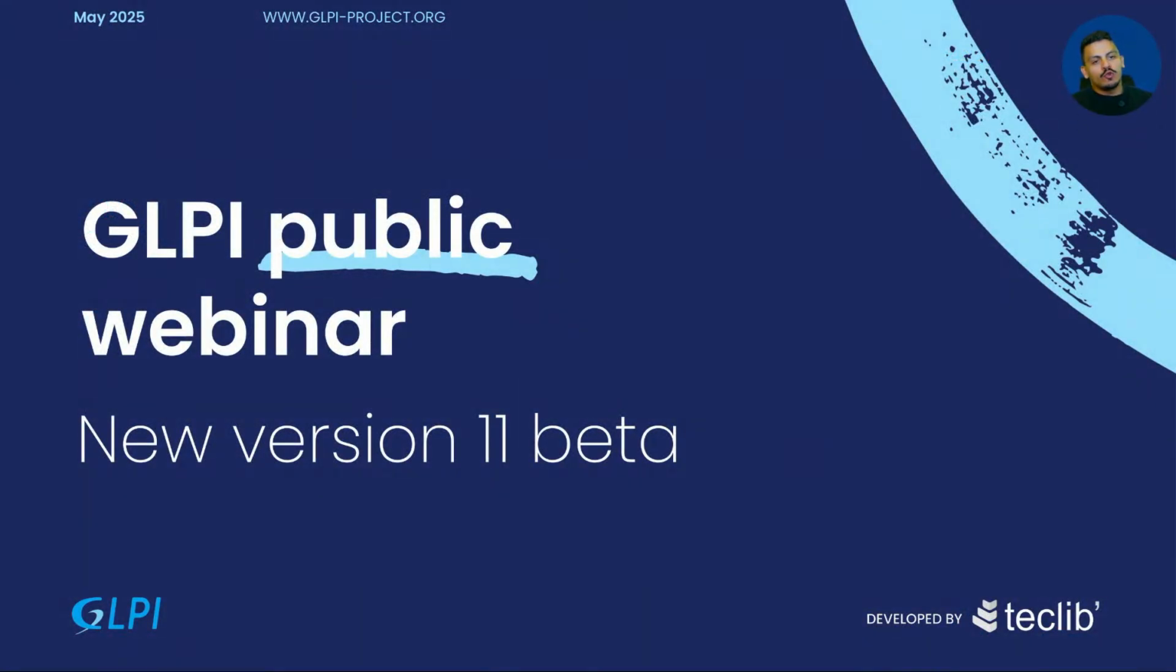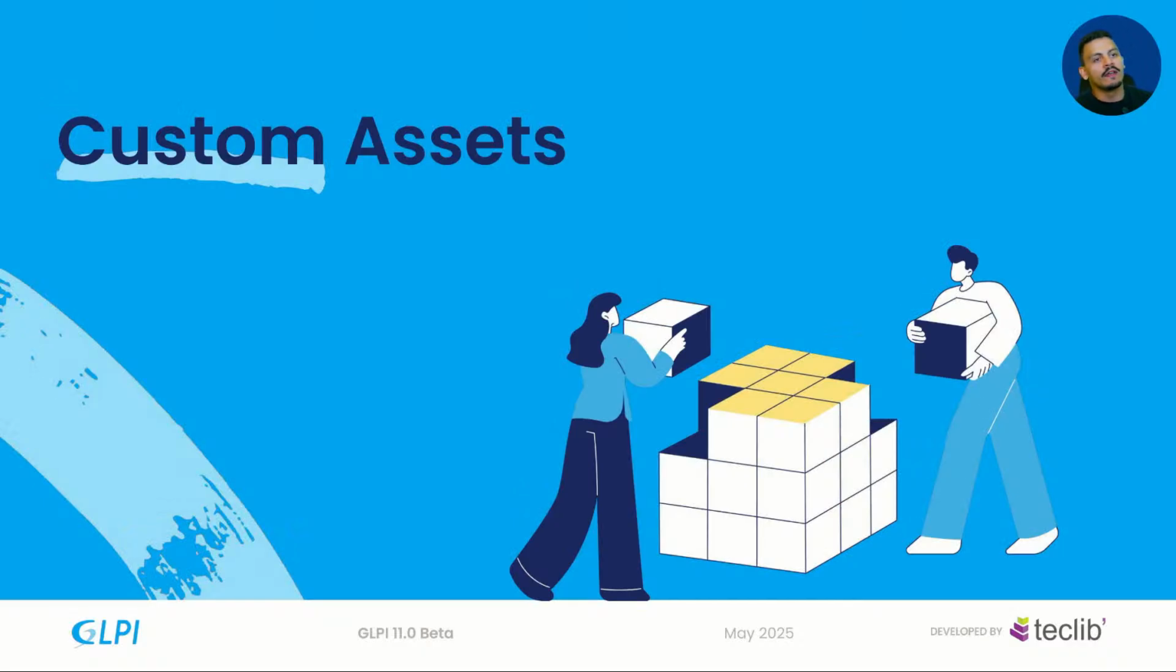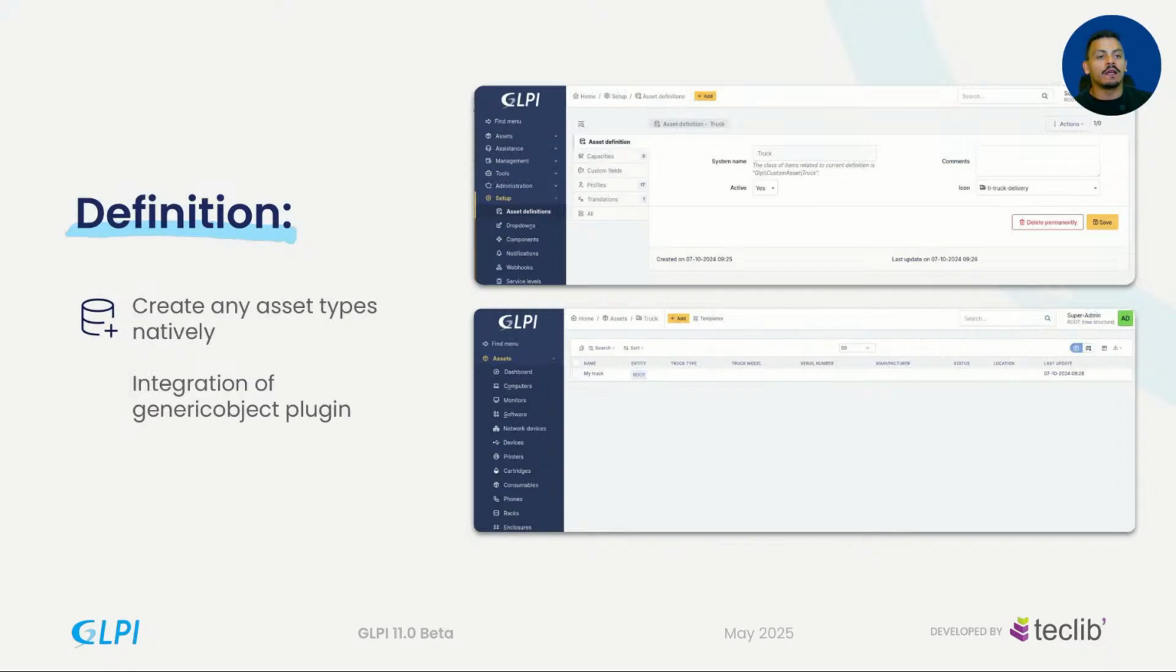Good. So to start with, GLPI 11 is the new version that we have been working on for some months. And today I'm going to start with one of the most asked for and best known features that we have in GLPI 11, which is custom assets, the ability to have assets that are not just IT assets. This comes from the plugins Generic Objects and Fields. They are going to be in the core of GLPI 11.